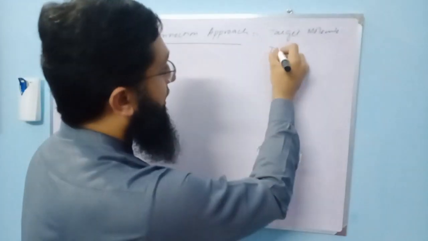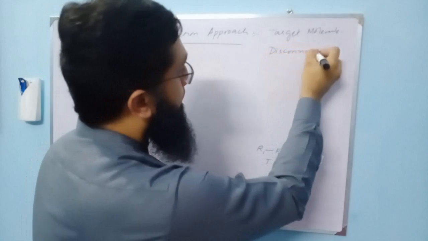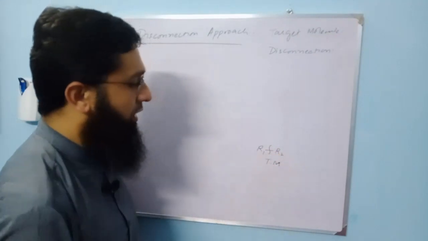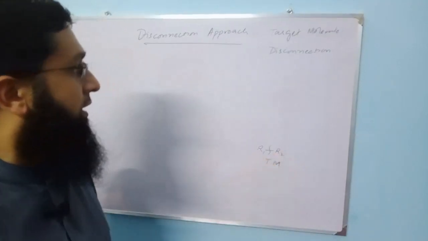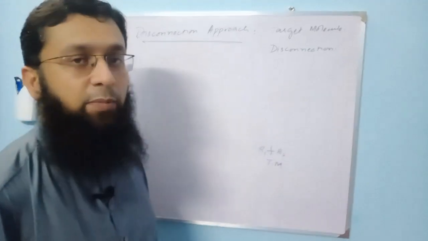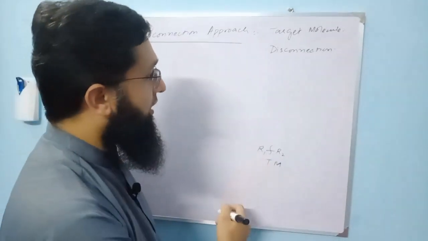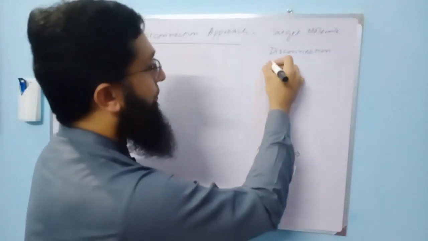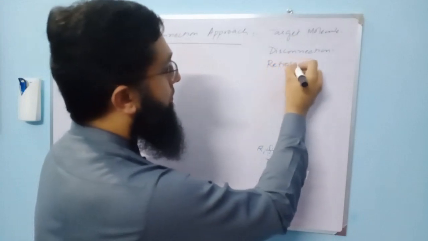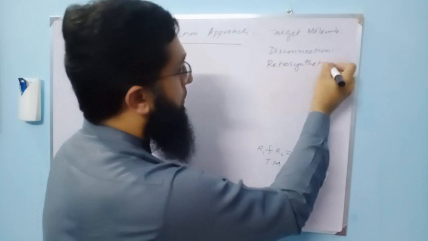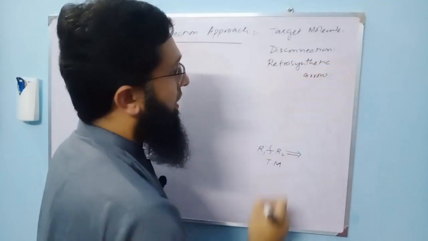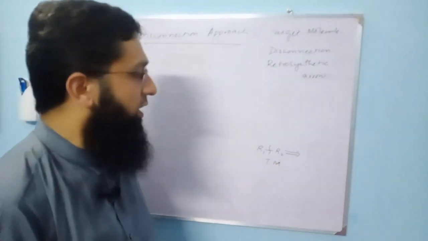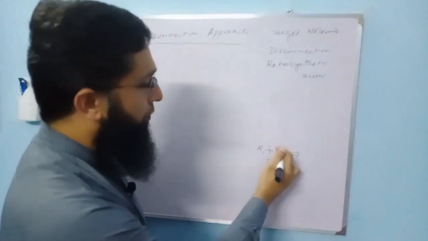And then next term is disconnection. Disconnection is a wiggly line that disconnects a bond and disconnects two structural units. This is reverse of a real chemical reaction. So this is disconnection. As a result of disconnection, the next term is retrosynthetic arrow. This arrow shows the reverse of a real chemical reaction. So it is shown by this arrow.